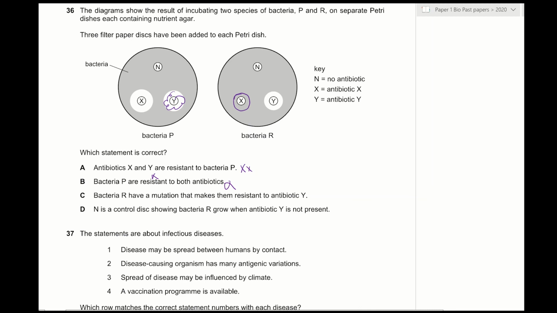C. Bacteria R have a mutation that makes them resistant to antibiotic. Why? As we said, if the bacteria was actually resistant, it would grow around the antibiotic, not leave a distance. So this is also incorrect. D. N is a control disk showing bacteria R grow when antibiotic Y is not present. This is actually correct. As we can see, it's present in both and it is a control disk. So D is going to be correct.